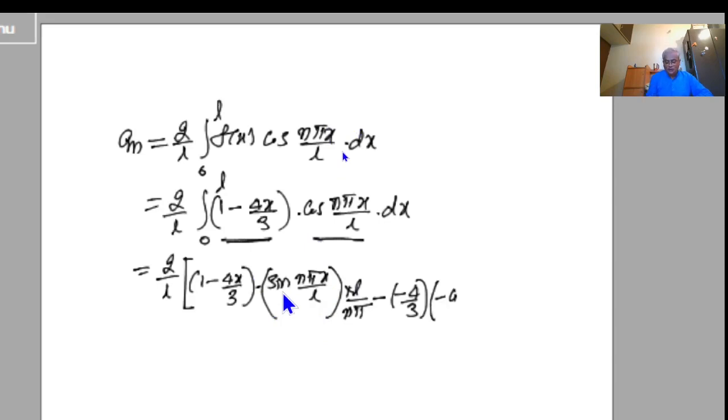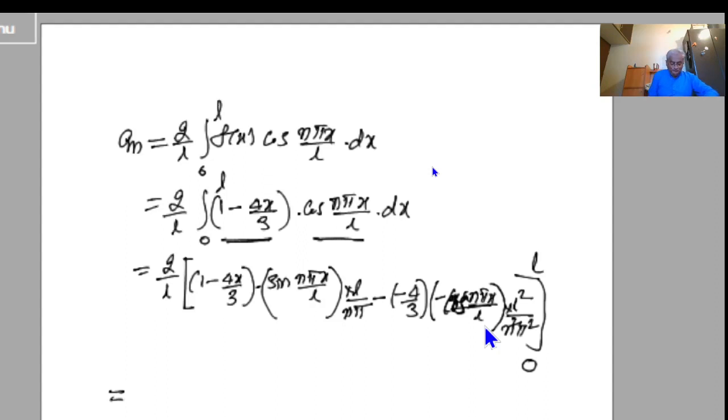Sine integration gives minus cos n pi x by L, divided by the coefficient of x, that is n pi by L. So we already have n pi by L in the denominator, and one more n pi by L I am getting, so in total I get n square pi square by L square in the denominator, or we write this as L square by n square pi square. This is between 0 and L.